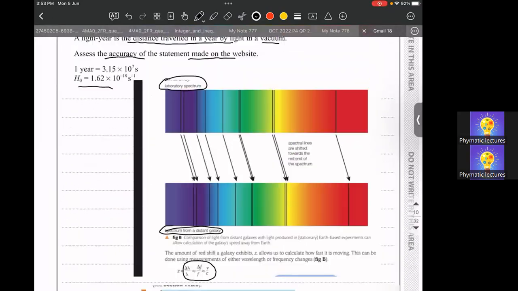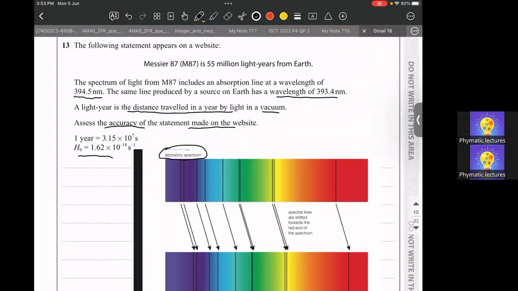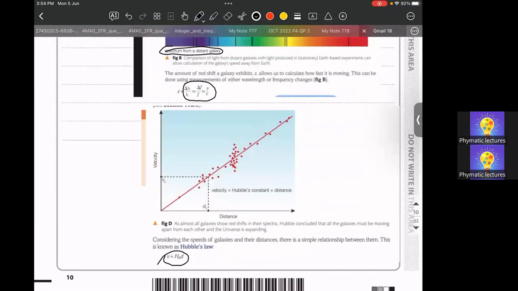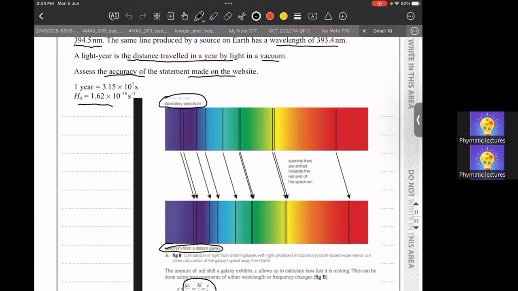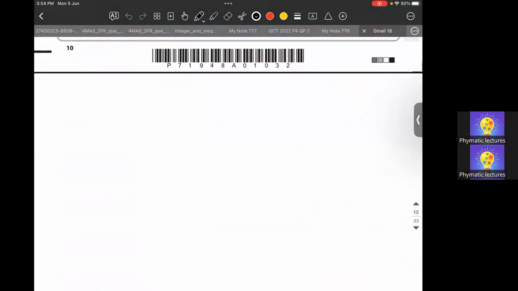And we will see the question now. What is the apparent wavelength? That is 394.5 nanometer, right? So we will be using this formula. Delta lambda by lambda is equal to v by c. So what is the value of delta lambda? Delta lambda is actually the change that happened. That is lambda measured. What is the value of lambda measured?